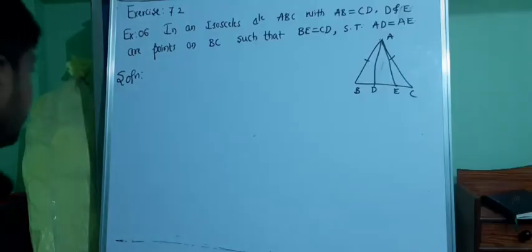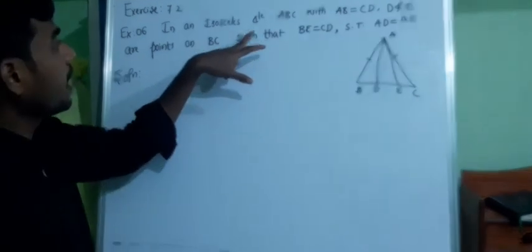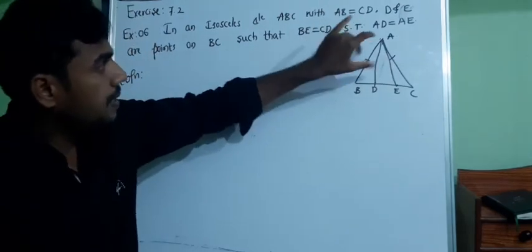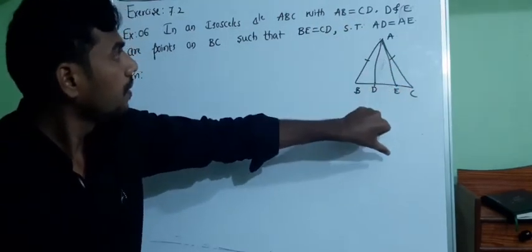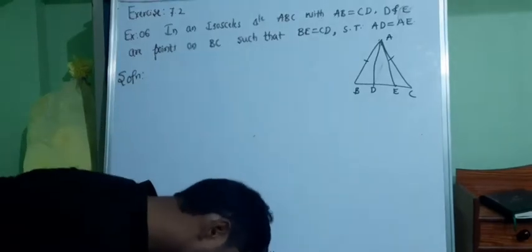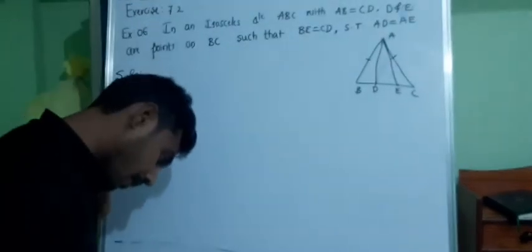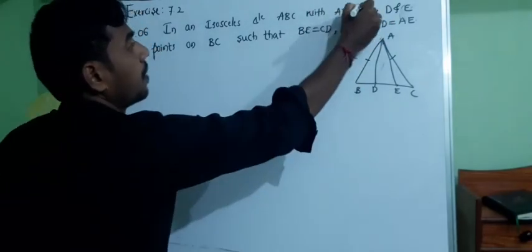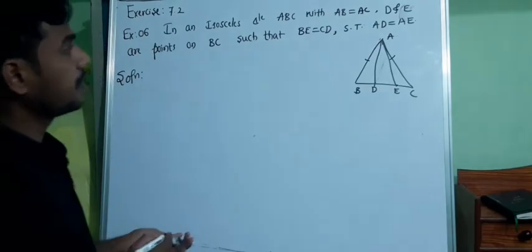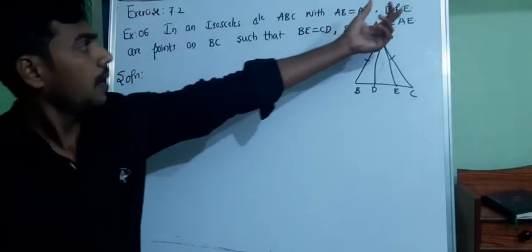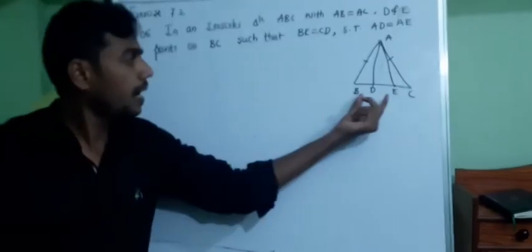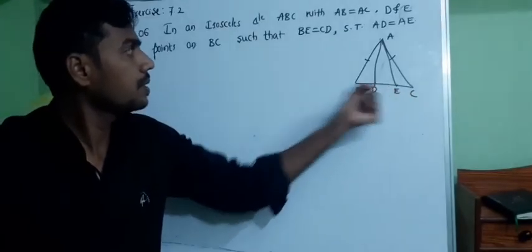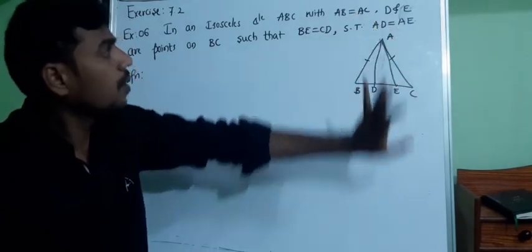Example number 6. In an isosceles triangle ABC, AB is equal to AC. D and E are points on BC such that BE is equal to CD. Show that AD is equal to AE.